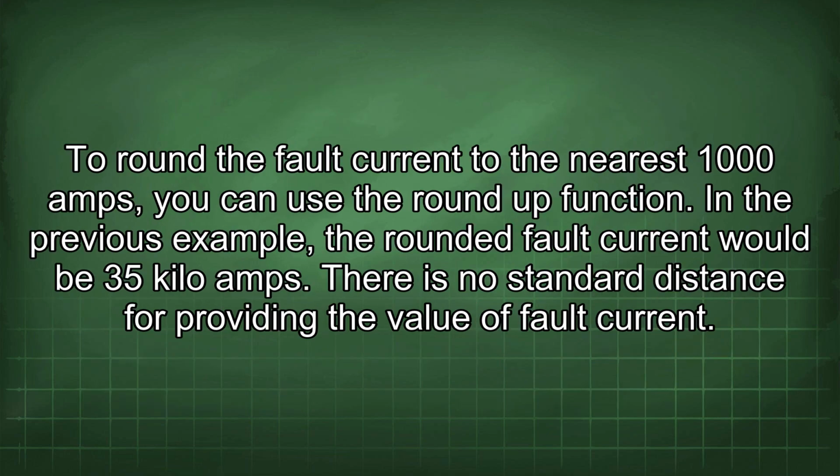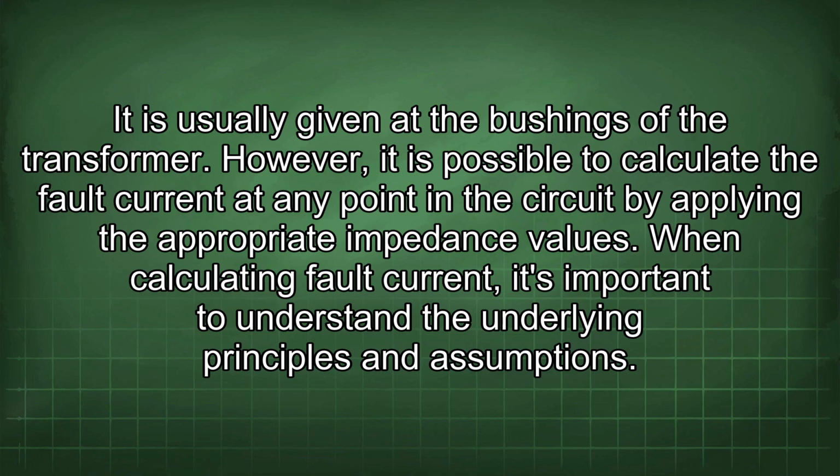To round the fault current to the nearest 1000 amps, you can use the round-up function. In the previous example, the rounded fault current would be 35 kiloamps. There is no standard distance for providing the value of fault current. It is usually given at the bushings of the transformer. However, it is possible to calculate the fault current at any point in the circuit by applying the appropriate impedance values. When calculating fault current, it's important to understand the underlying principles and assumptions.